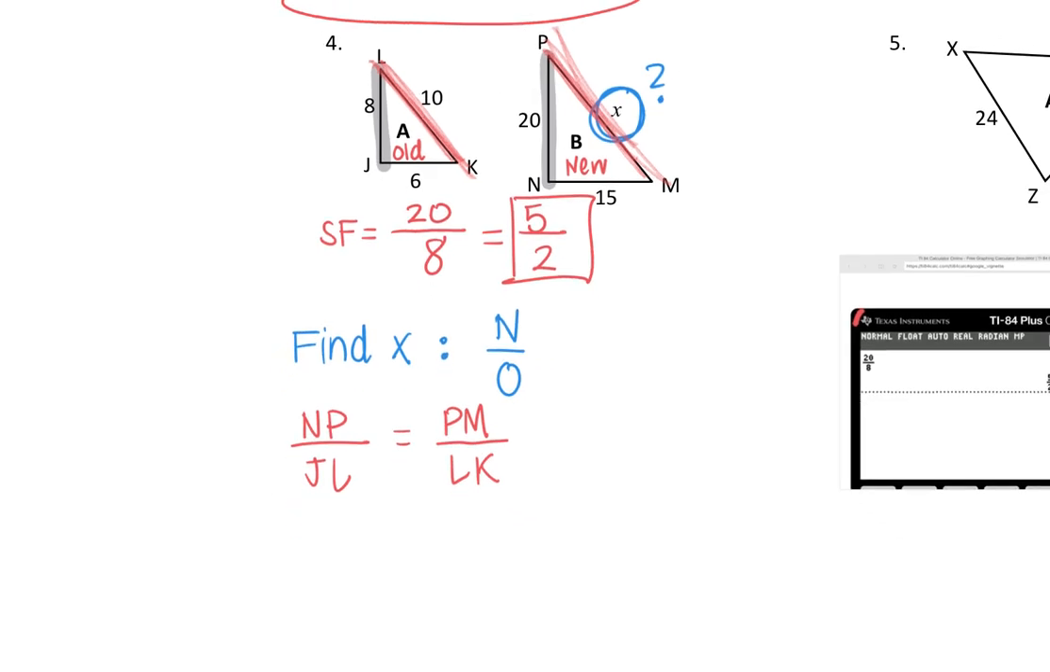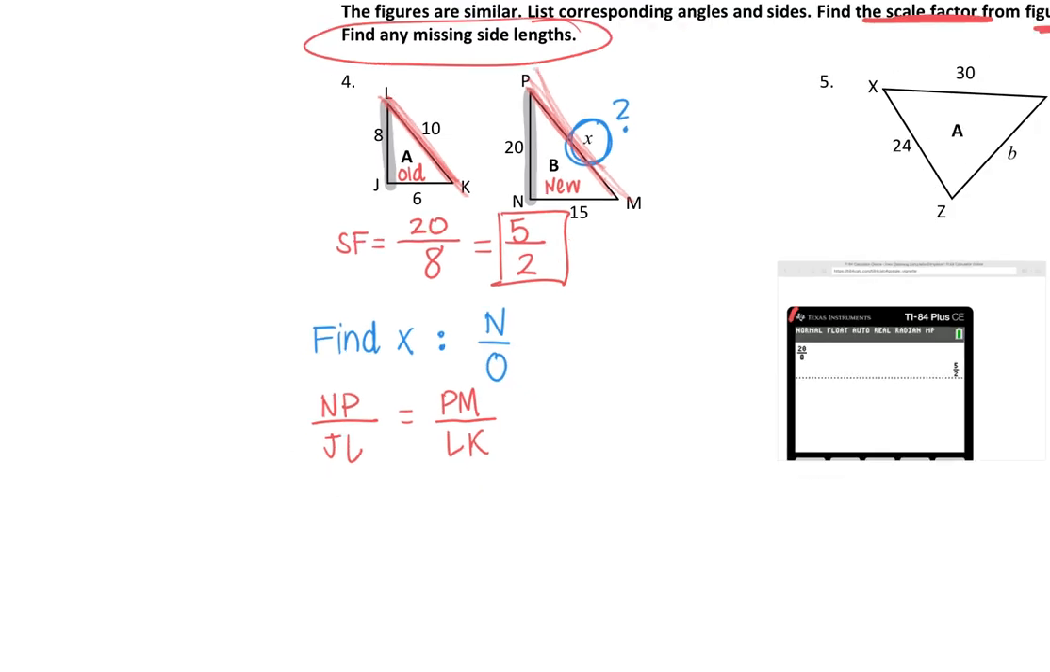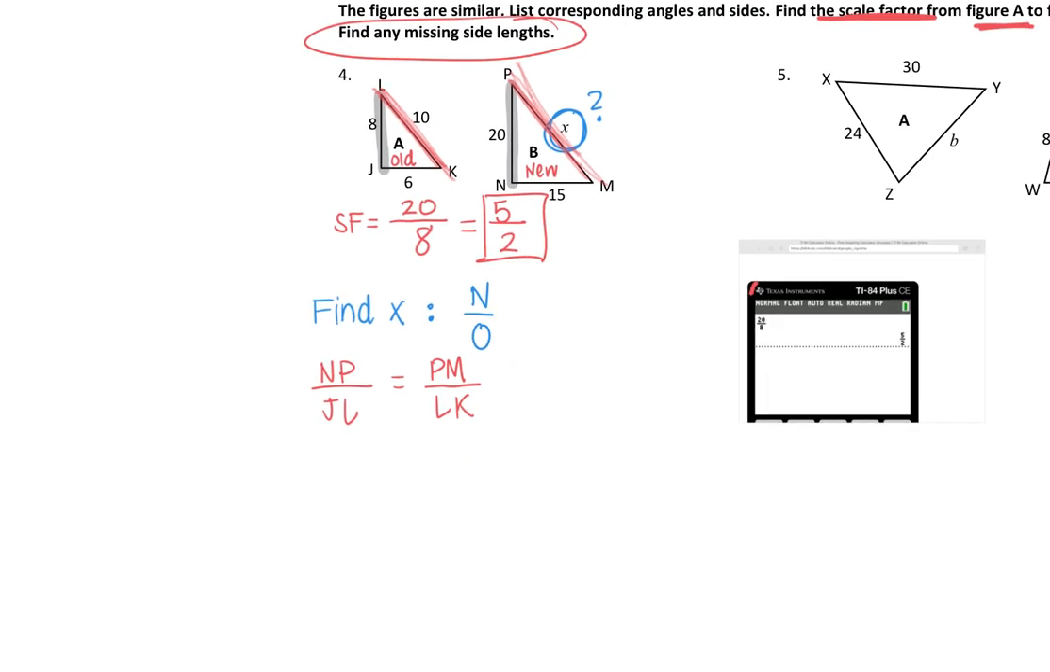Right, I'm going to go ahead and just replace everything that I do know. I know N to P is 20. I know that J to L is 8. P to M is X. And L to K is 10. I'm just replacing here. So again, I'm doing new over old. I'm using two different corresponding sides. I'm using 8 and 20.